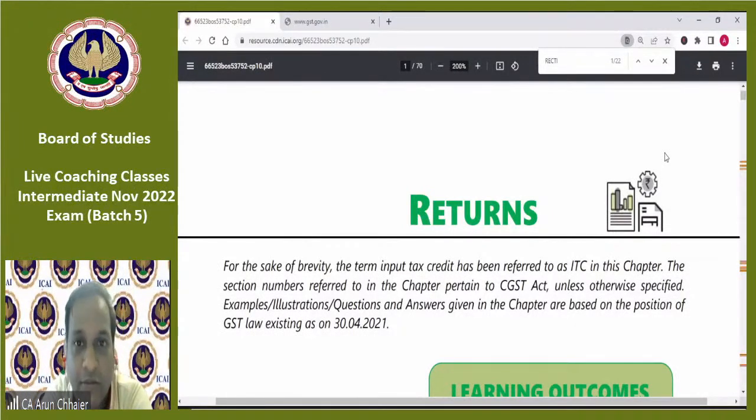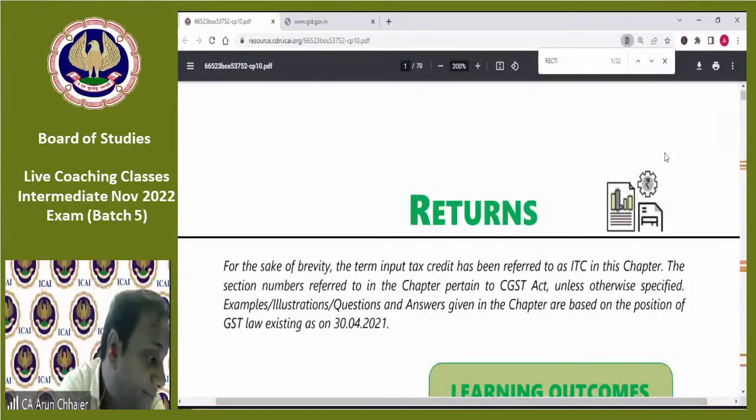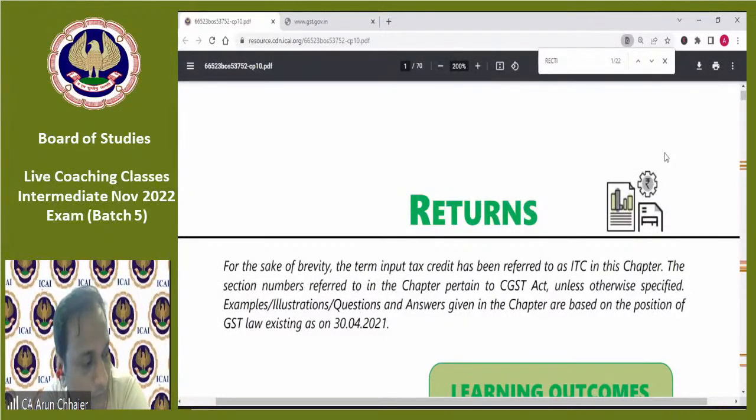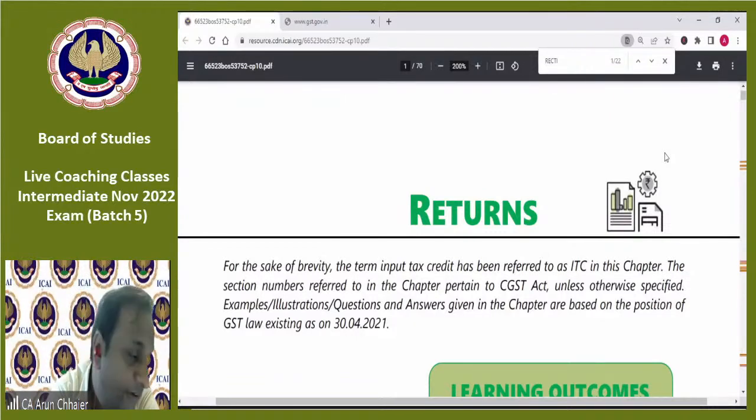Should I repeat my question? If your aggregate turnover is more than 1.5 crore but up to 5 crore and supply is B2C, how many digits are mandatory to enter in the GSTR1? Please tell me the mandatory requirement for B2C supply in case my aggregate turnover is more than 1.5 crore but up to 5 crore.